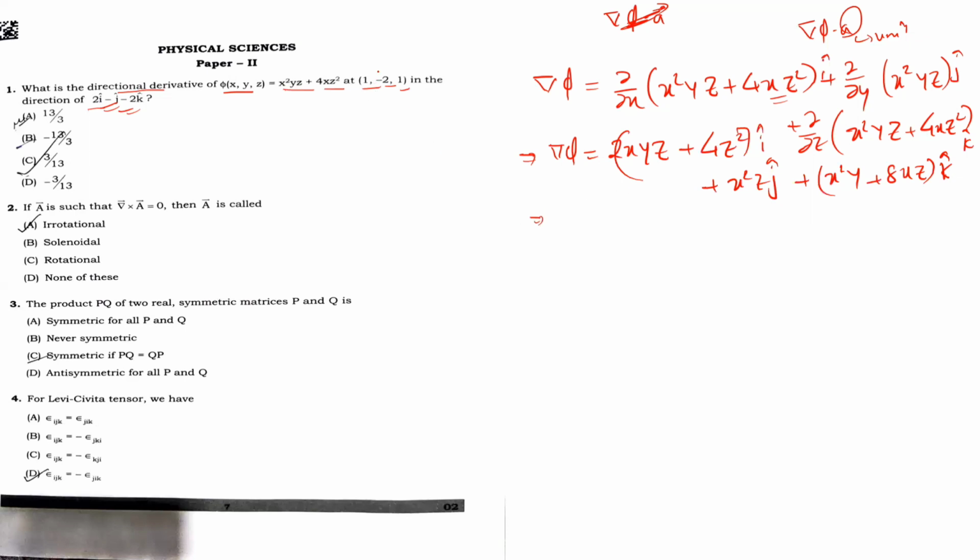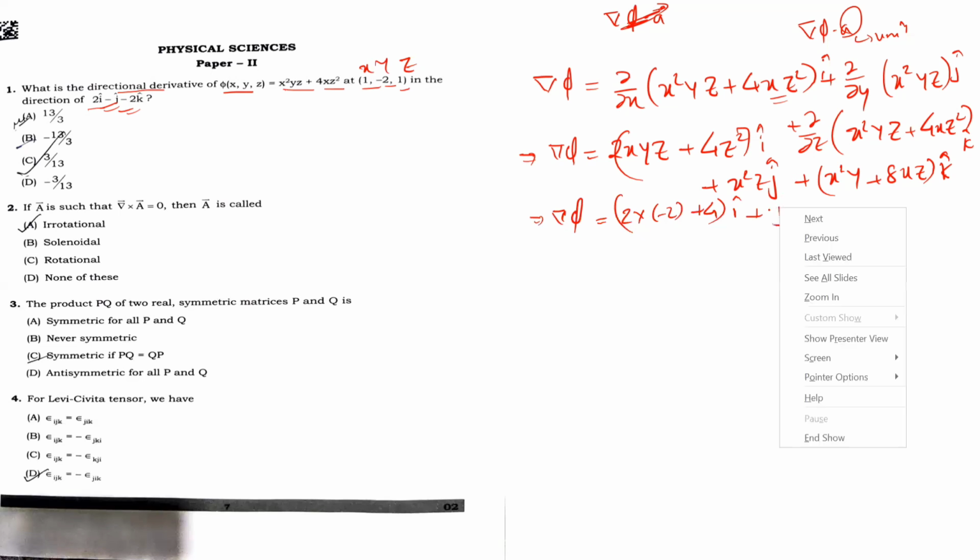Now you just put in the values of x, y, and z. Then del phi is equal to, when you put the values, x, y, z: that is minus 2 for the first term, plus 4, since z is 1. This is i cap. Next, for the j cap, x square z: x square is 1, z is 1, so 1 times 1, just j cap.